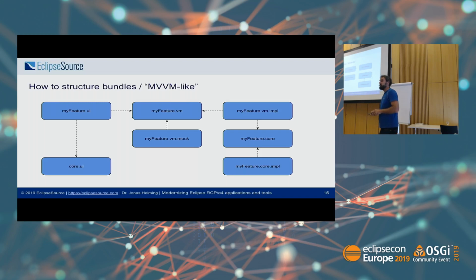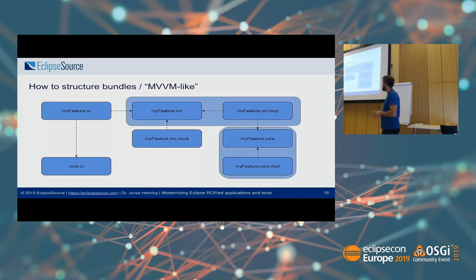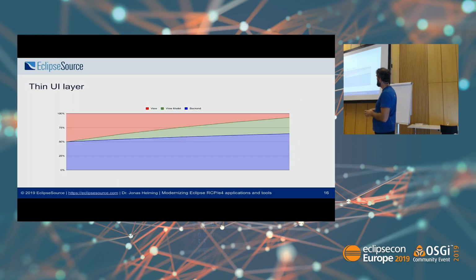Now, what does this have to do with modernizing or migration? Besides that I'm very convinced this is a good pattern for development, it has one additional advantage. If you apply that right, the amount of code in your UI depending layer, meaning code that is depending on SWT or JavaFX, will get smaller. So here we don't have a view model, and the green one is the view model, and this is how this could look like. This layer starts to grow, and it makes the red thing, which is the view, the UI depending code, smaller.